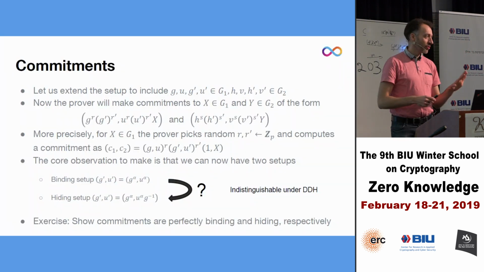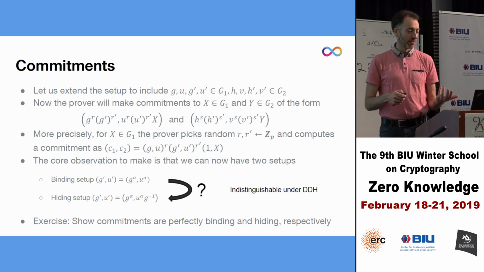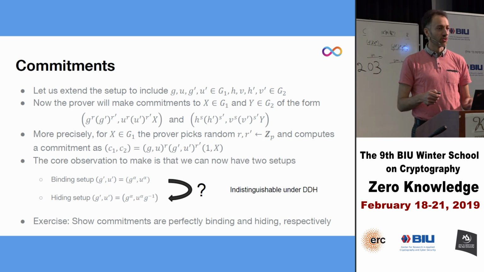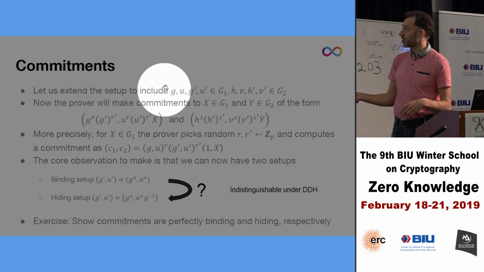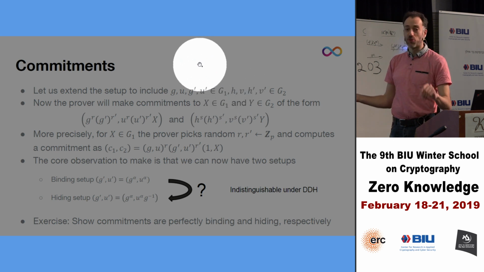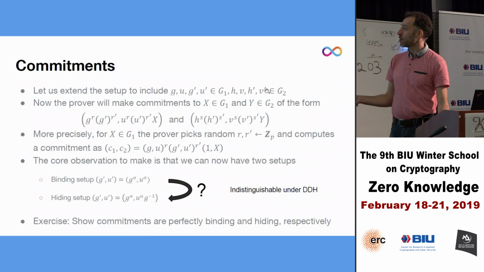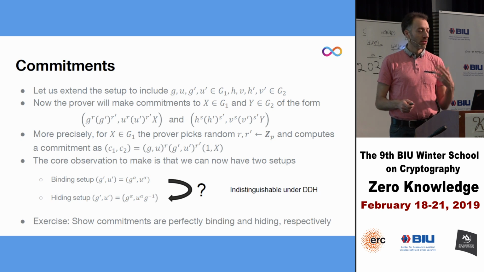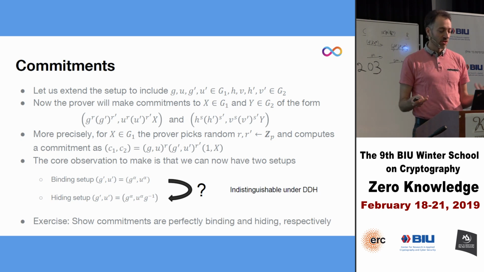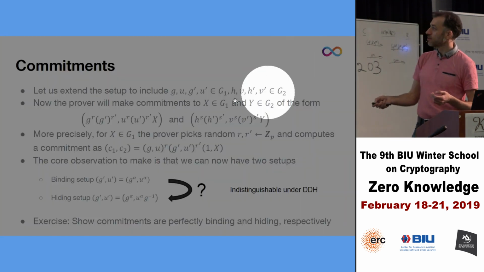Okay, so what we're going to do is we're going to use an extended setup, a larger, more complicated setup. So it will actually consist of 4 group elements in source group 1 and 4 group elements in source group 2. The ones we have here. Okay, so think of G and U and H and V as the same as before, but now we also have G prime, U prime, and H prime and V prime. And what the prover will do is essentially make some commitments to these secret X and Y. So if we have the same equation as before, okay, these commitments will look like this.